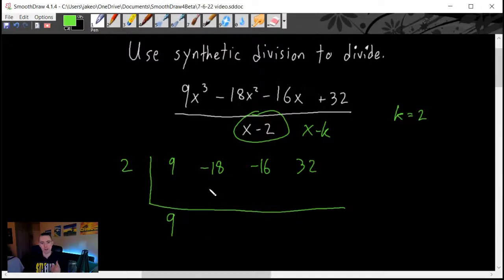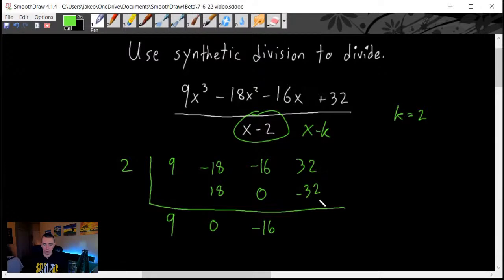Then you're going to go diagonal. So now we need to write a number here. That's just going to be the product of these two numbers multiplied by each other. So 2 times 9 gives us positive 18. So then negative 18 plus 18 gives us 0. Okay. Then diagonal, we take the product of this number here, 0 times positive 2 gives us 0. Then we're going to add these two numbers in this column here. So negative 16 plus 0 gives us negative 16. And then we move diagonal and do a product. So negative 16 times positive 2 gives us negative 32.